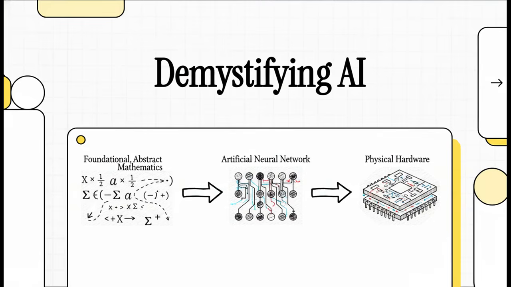All right, welcome to the Explainer. Today we're skipping the massive data centers and glossy interfaces to trace the actual life of an artificial neural network. We're taking a journey from foundational, abstract mathematics all the way down into the microscopic physical hardware of a silicon microchip. Let's dive right in.